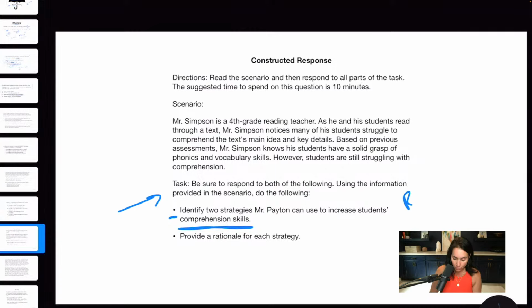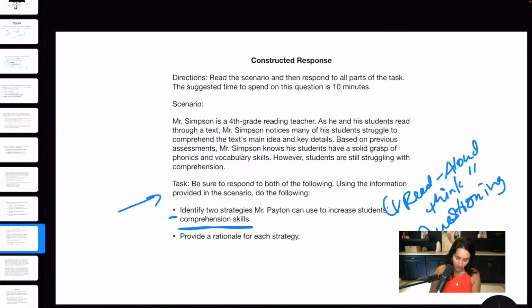All right. Comprehension skills. I don't need to read the scenario to identify 2 strategies for comprehension skills. Right away, my mind goes to read aloud, think aloud. And it goes to questioning. Remember, I told you questioning is really important in comprehension. So all the task number 1 says is identify 2 strategies. Okay. Now I am going to get a little bit specific. I'm not just going to say I would use read aloud, think aloud, and questioning. I'm going to talk a little bit more about it, and I'm going to show you that in a second. But right now that task is done without me even having to read the scenario and get all messed up in the scenario. And then here, provide a rationale for each strategy.